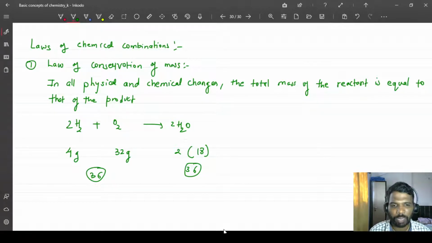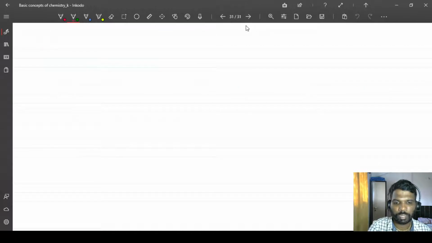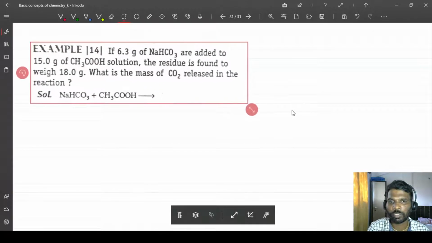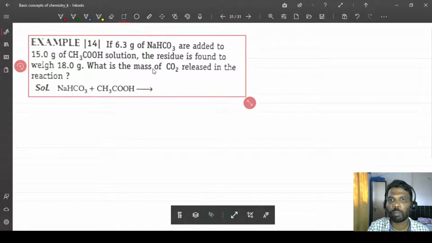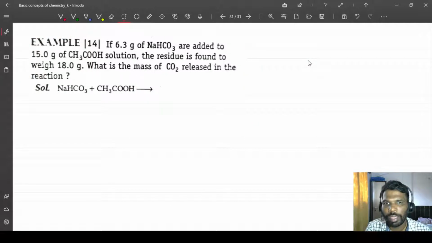Let us take one example. Let's solve one example based on this law. I'll put the example over here. Okay, this is the question which is asked. If 6.3 gram of NaHCO3 are added to 15 gram of acetic acid solution, the residue is found to be 18 gram. What is the mass of carbon dioxide released in the reaction?